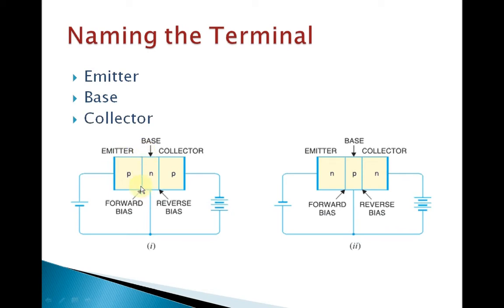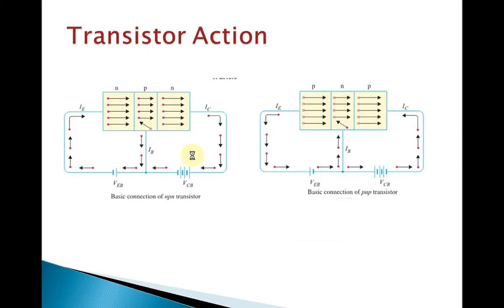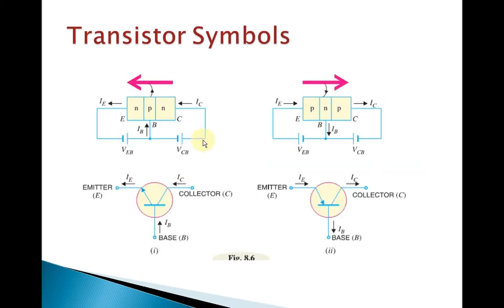Next topic, transistor action. So this is an NPN transistor and this is a PNP transistor. We know that the emitter-base junction is in forward bias and the collector-base junction is in reverse bias. So the emitter emits electrons and the collector collects them. From this figure you can see this is an NPN transistor. Here N and P are in forward bias because N is connected with negative and P is connected with positive. The collector-base junction is in reverse bias because P is connected with negative and N is connected with positive.